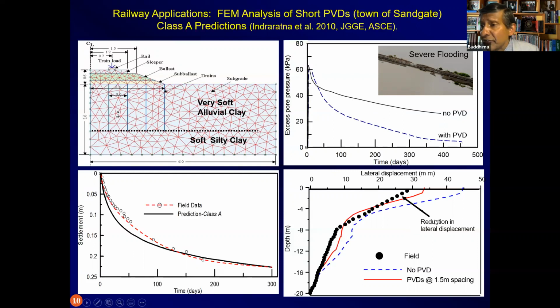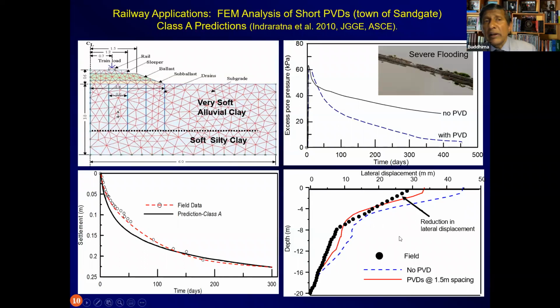If we did not have the vertical drains, the lateral movement would have been significant, close to the surface, about 45 millimeters of movement. But with the PVDs at 1.5 meter spacing, the lateral displacement could be decreased substantially to about 35 millimeters. And you can see the field data after about 1.5 years for the same track. They are very close to the predictions of the PVDs that I had made earlier.